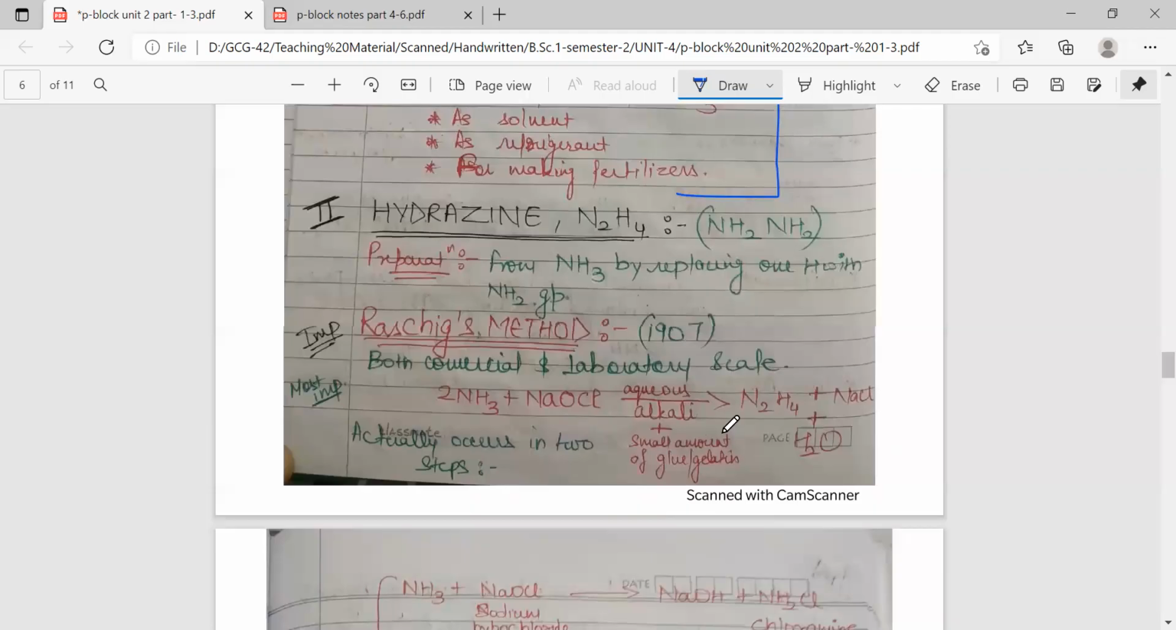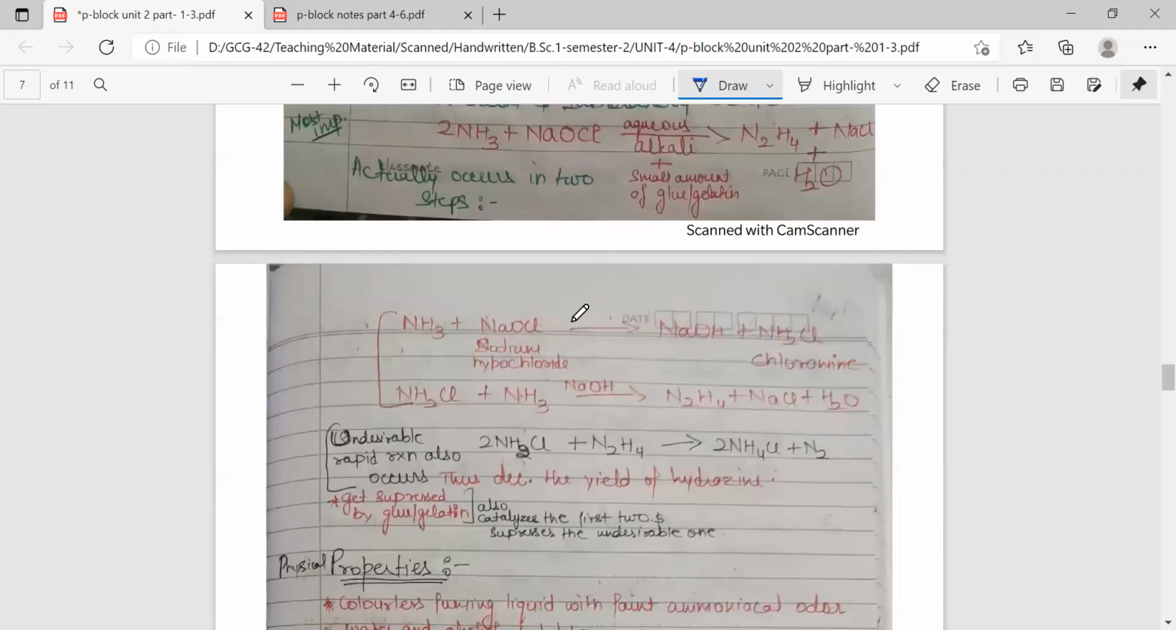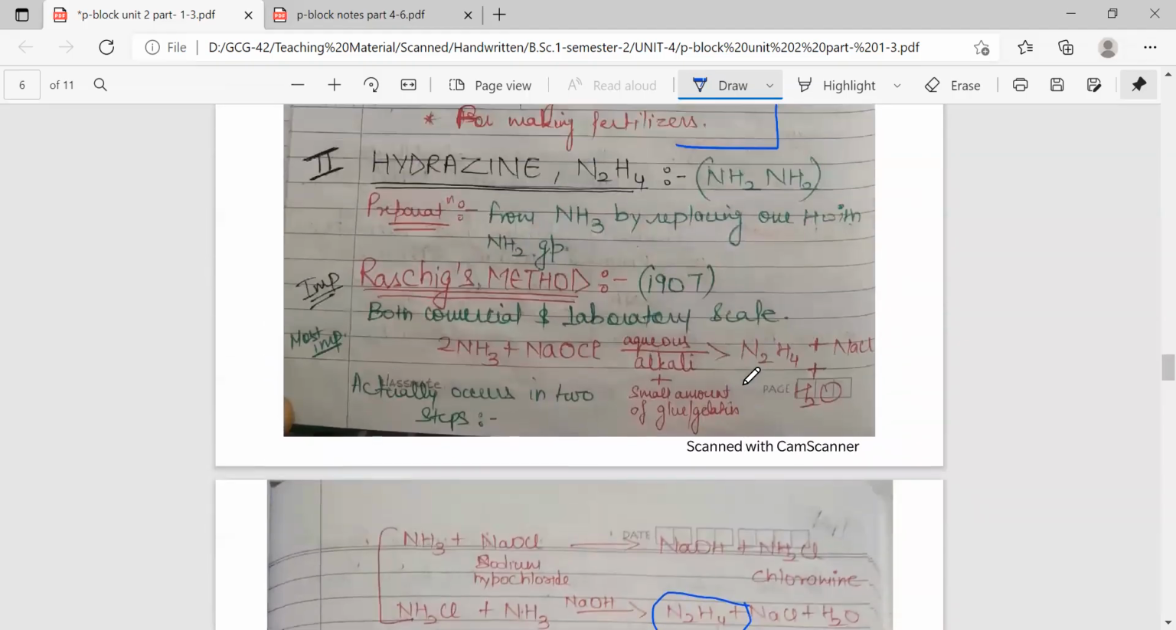Actually this reaction occurs in two steps. Here is the detailed reaction. Firstly, ammonia reacts with sodium hypochlorite, or sodium oxychloride, and we get the formation of NaOH and chloramine. Now this chloramine reacts further with ammonia in the presence of aqueous alkali, and we get the formation of N2H4, that is hydrazine is obtained.